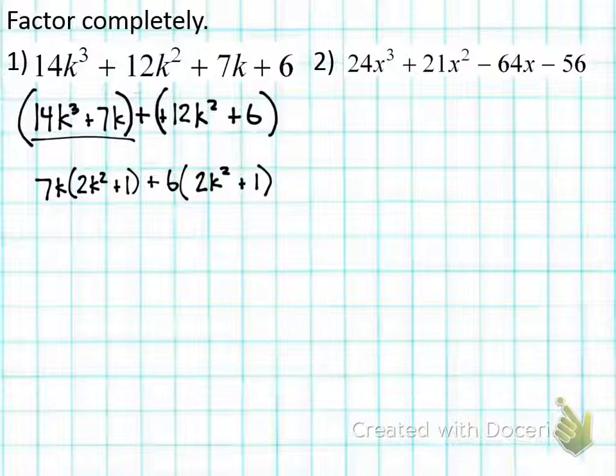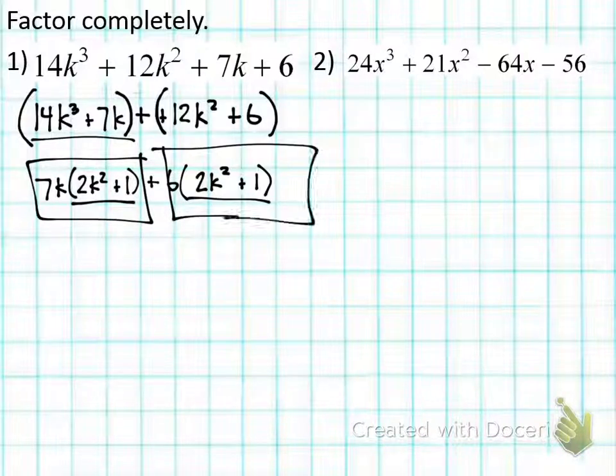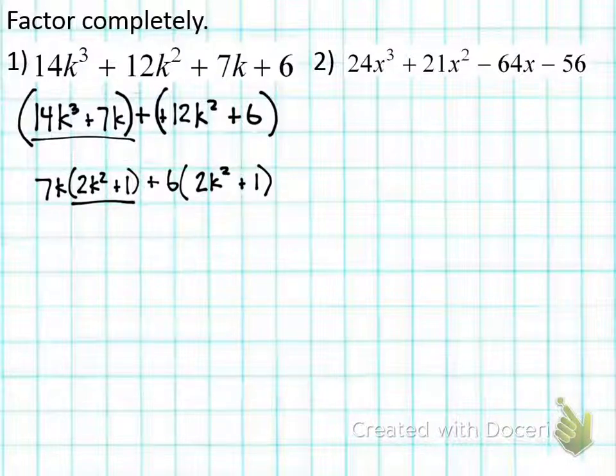Okay, then I need to bring down, or then I ask myself, is there a common factor between these two terms? So if I look here, I have a common factor in both of them. I have a common factor of 2k squared plus 1. That's in both of these terms. Do you see that? Okay. Since that's the case, I'm going to factor out 2k squared plus 1 out in the front, and then I'm going to bring down the terms that are in front, which is 7k.